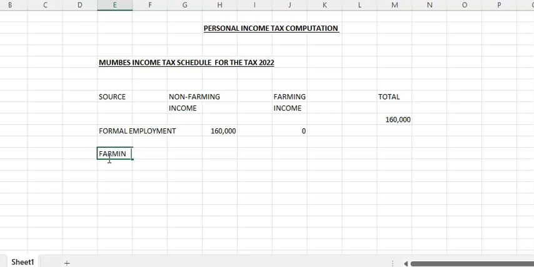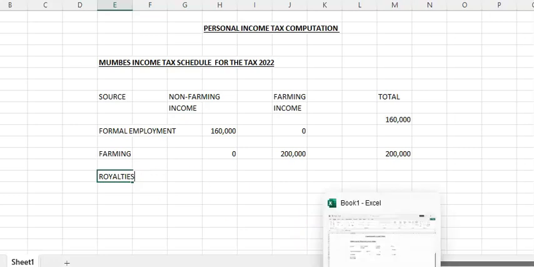So on farming here, that's where we are going to put the 200,000. They state that he gets 200,000. So the total there will be 200,000. Having that, another thing that we add here is royalties. Now royalties, how do we put royalties? We gross it up. I'll show us how to gross up.